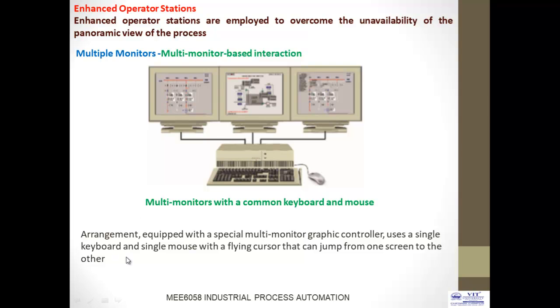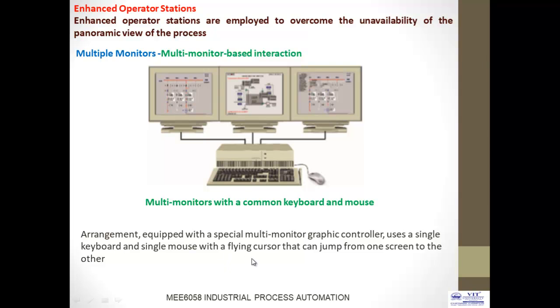So you are saying the alignment equipment is successful multi-monitor graphic control using a single keyboard, single mouse, with a flying cursor that can jump from one screen to the other. A single operator will take care of these monitors. That means these around 20 processes, and I want to transfer data from here to here using this mouse. You can also keep it here, and immediately I can take this mouse to the other side. This is possible. That's the thing you're saying.